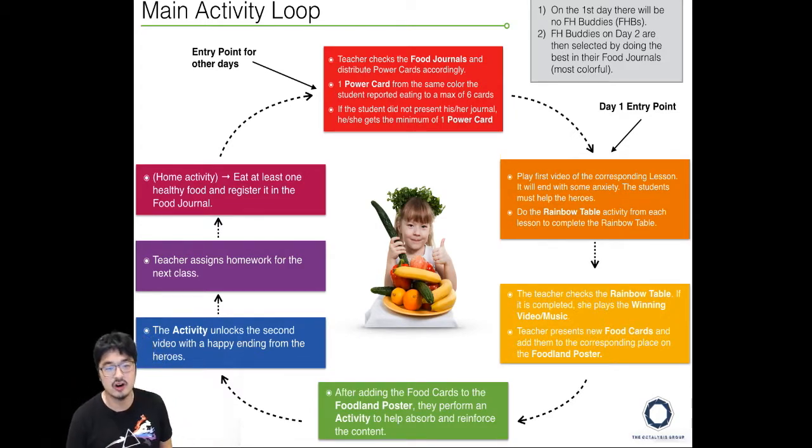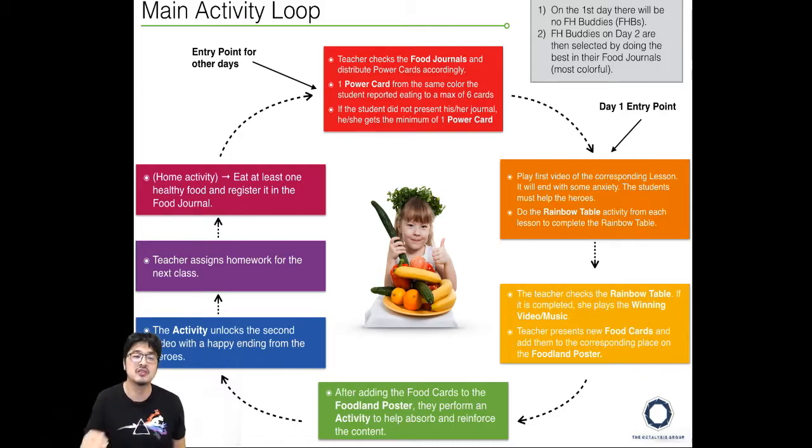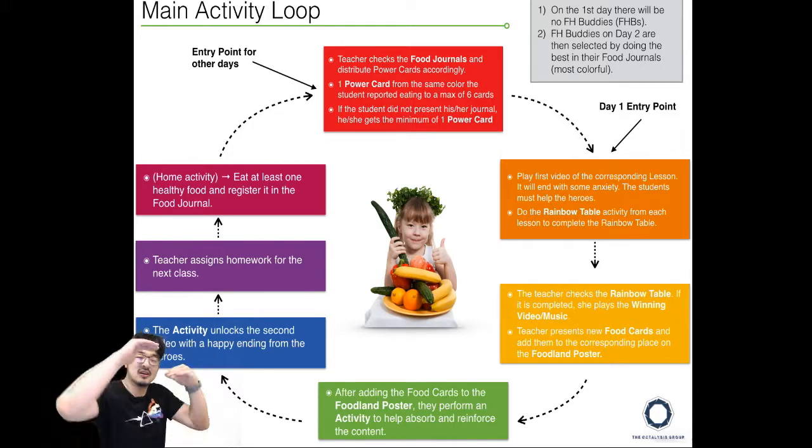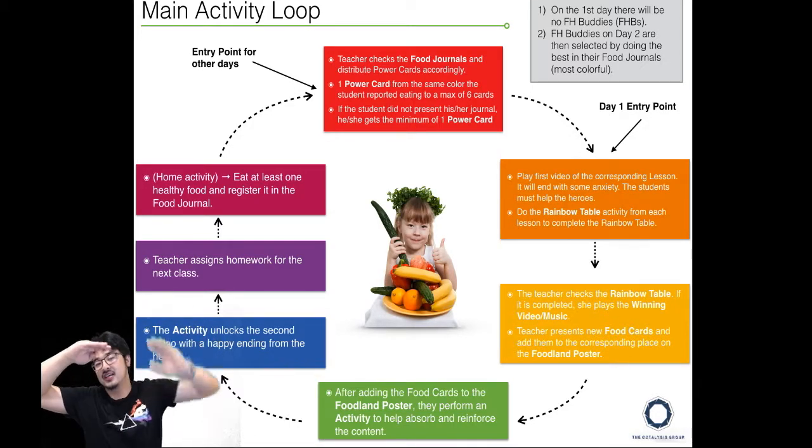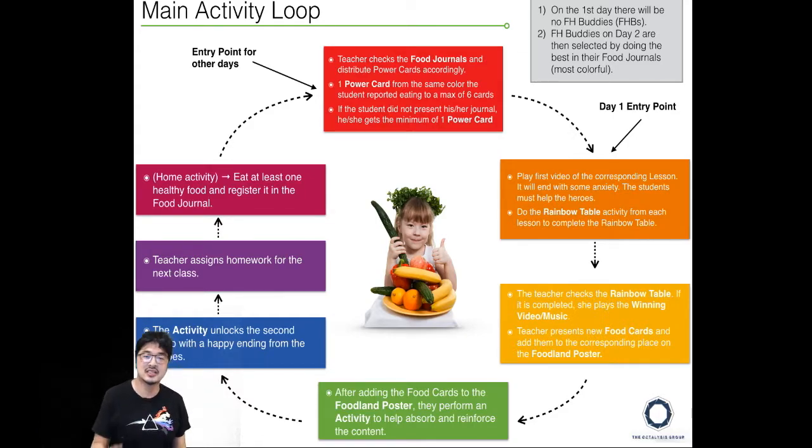You get 1 power card, blah blah blah, right? And then you do each of these steps, and at the end it says eat at least 1 healthy food and register in the food journal. That's the last step, and then it goes back to the beginning of the next day. Now, this is an activity loop because this is the loop you want people to do over and over and over again, right?